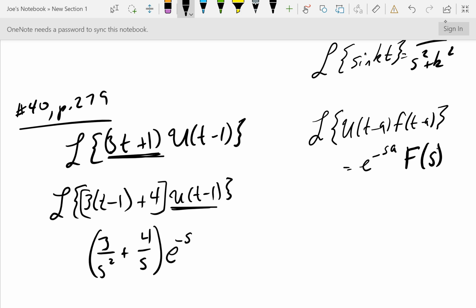So that's doing our Laplace transforms when we have multiples of the unit step functions, and also when we just have a translation. So we're basically doing two different types of translations.